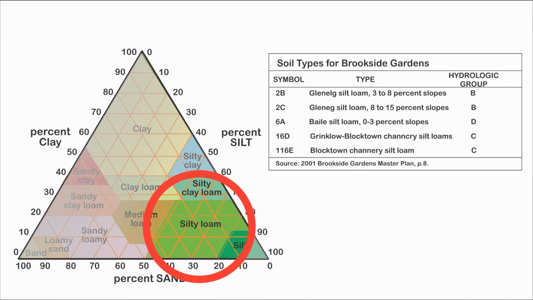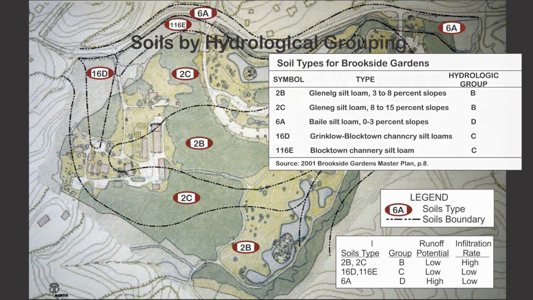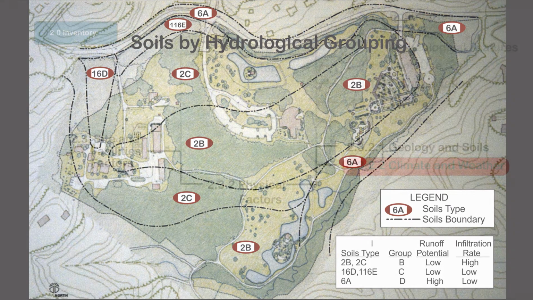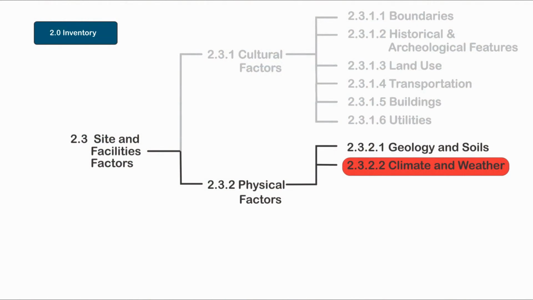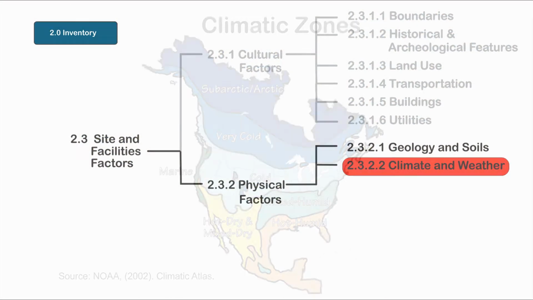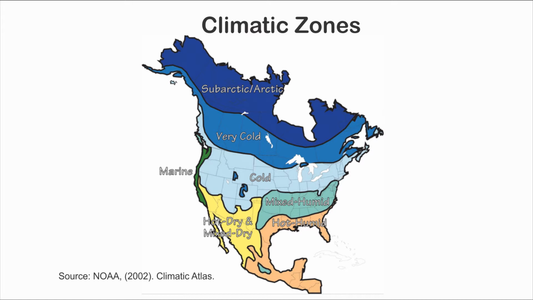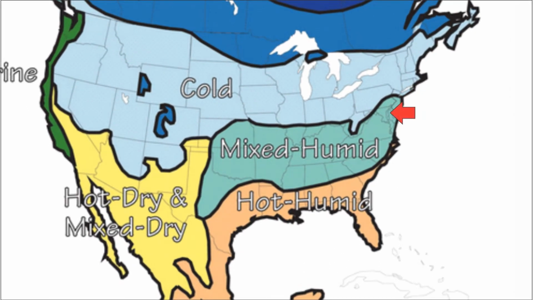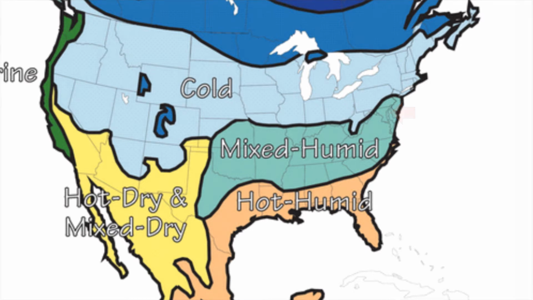Soil types can affect vegetation and the carrying capacity of the land. Brookside Gardens is primarily silty loam. North America is subdivided into 7 climate zones. The zones can affect the vegetation and recreational opportunities provided. Brookside Gardens lies in the mixed humid zone.